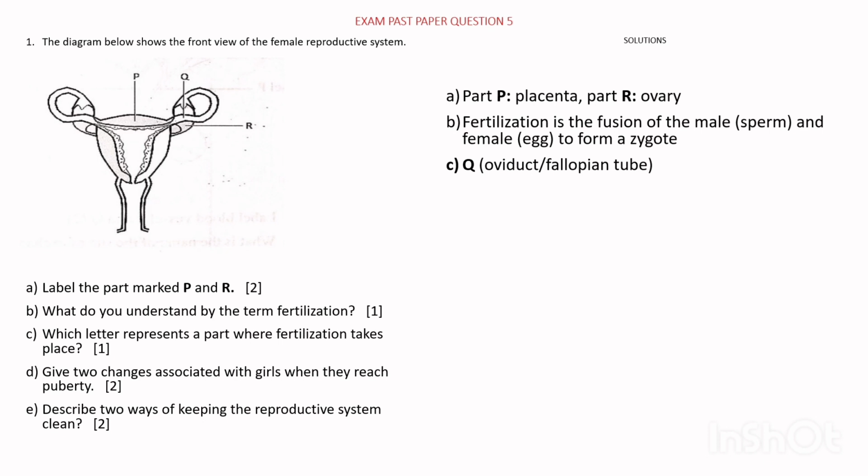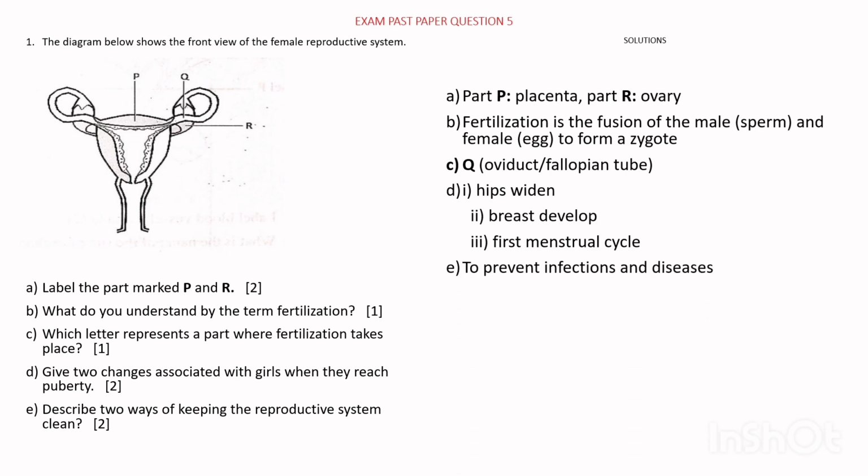We move to question D. Give 2 changes associated with girls when they reach puberty. We can just say hips widen, breasts develop, first menstrual cycle. We move to question E. Describe 2 ways of keeping the reproductive system clean. Remember in the 3rd unit on hygiene, so you can say to prevent infections and diseases.